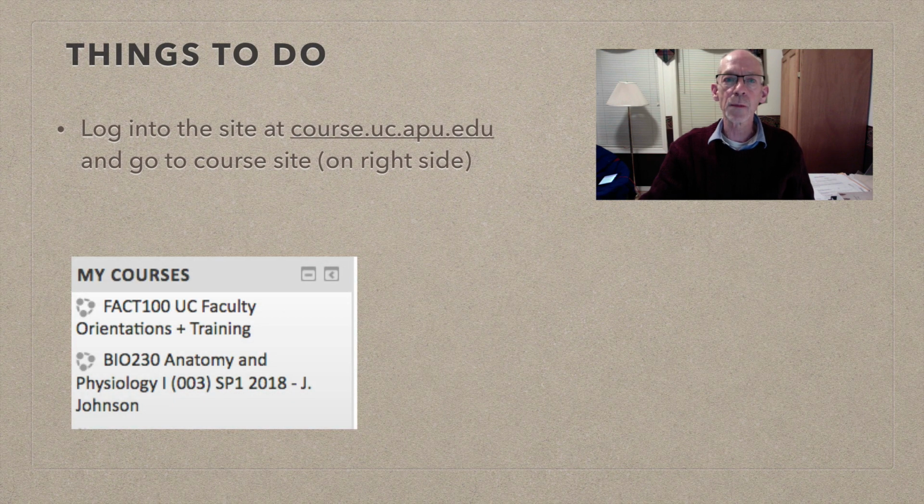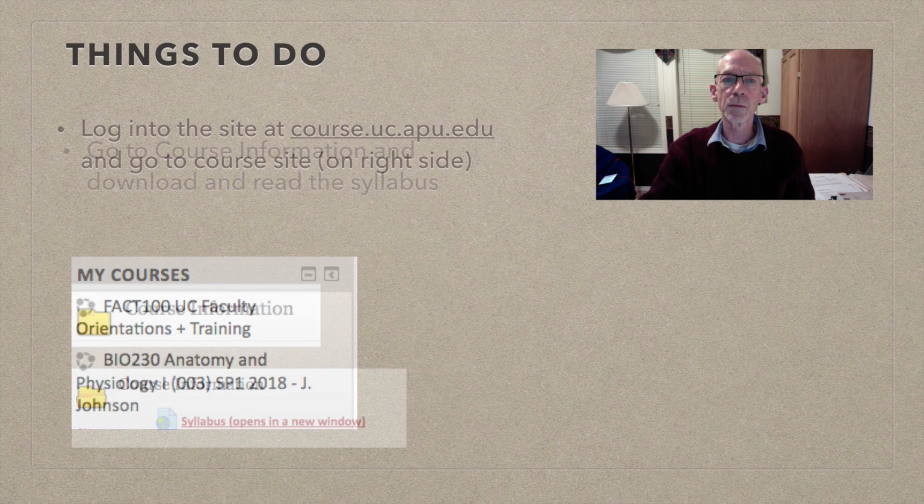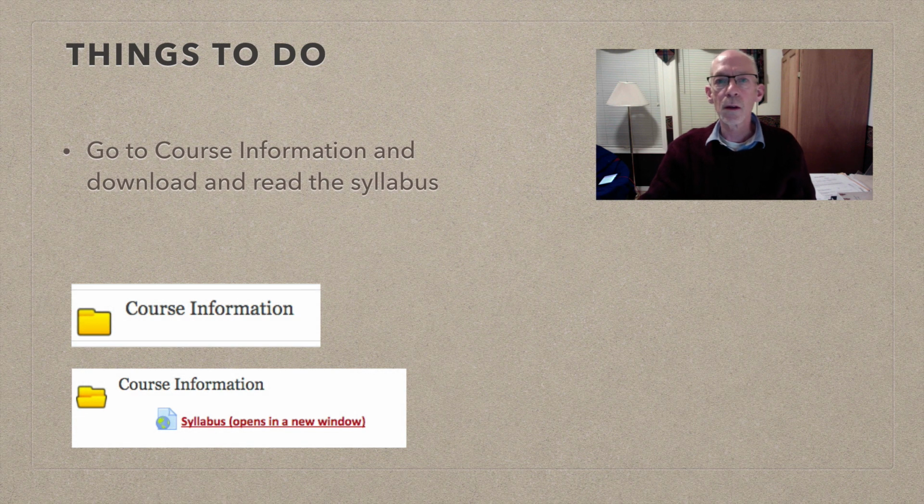So let's talk about some things that you need to do in order to get started in this course. First, go to course.uc.apu.edu where the course is located, and you'll see a link to it over there on the right side of the page. When you go to that course, go down to course information and then click on the link for the syllabus. Download it and please read it carefully.